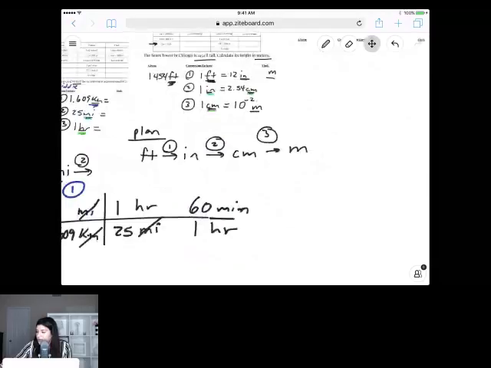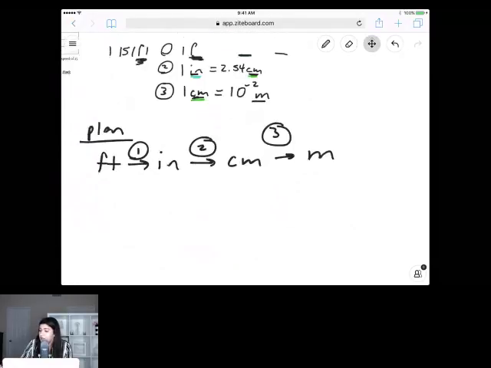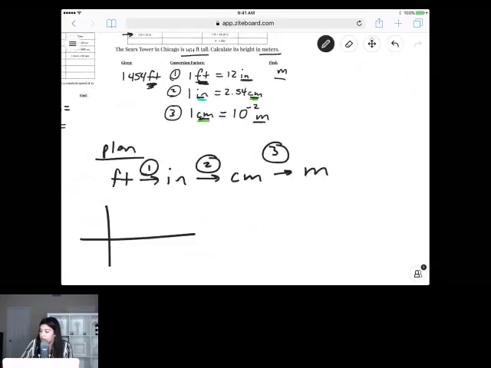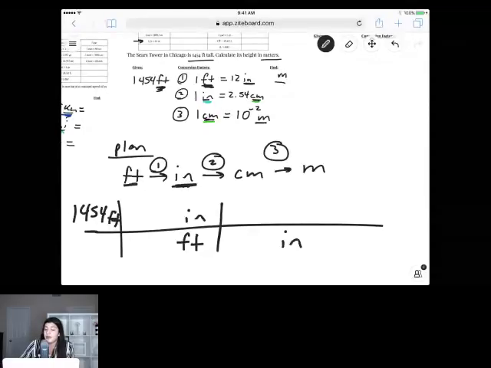All right, so setting this up. Give myself a little bit more room. So always starting with our given, which was in our case the 1,454 feet. Like I said before, we want to align our feet across from each other. And then we're going to move on to our inches, which is on top. Next, going to inches on the bottom to cancel those out, to centimeters on top. And finally, going from centimeters to meters. So our centimeters will be on the bottom and meters is on top.